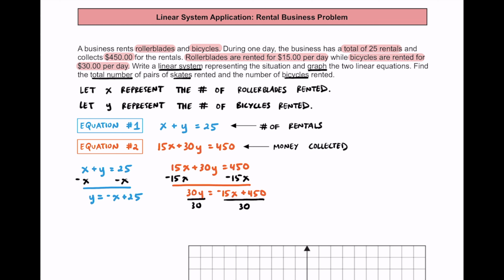On the left side, 30 divided by 30 is going to equal 1y, or just y, and on the right side, negative 15 over 30 simplifies down to negative 1/2 x, and then 450 divided by 30 should equal a positive 15.